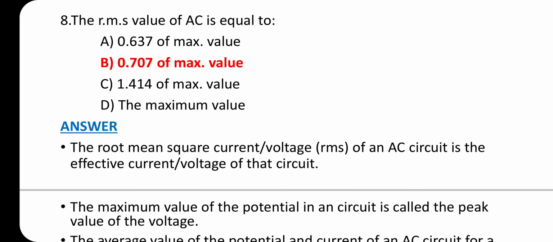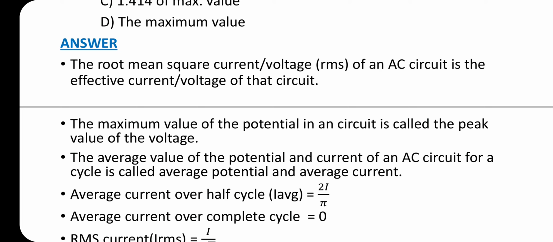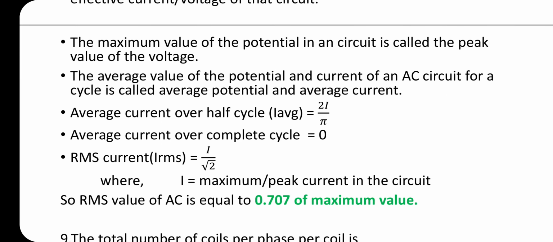Question number 8. The RMS value of AC is equal to. Answer is option B, 0.707 of maximum value. The root mean square current or voltage, or RMS, of an AC circuit is the effective current or voltage of that circuit. The maximum value of the potential in a circuit is called the peak value of the voltage. The average value of the potential and current of an AC circuit for a cycle is called average potential and average current.